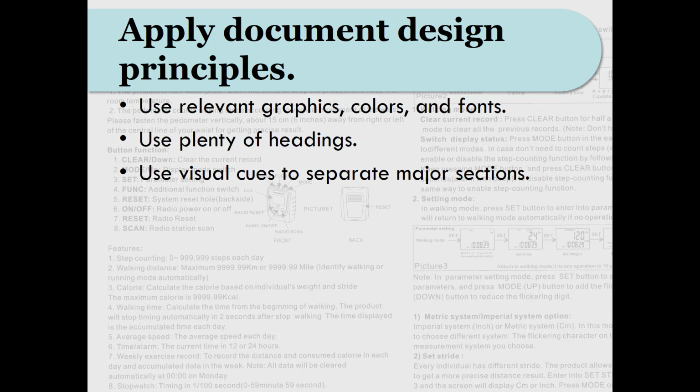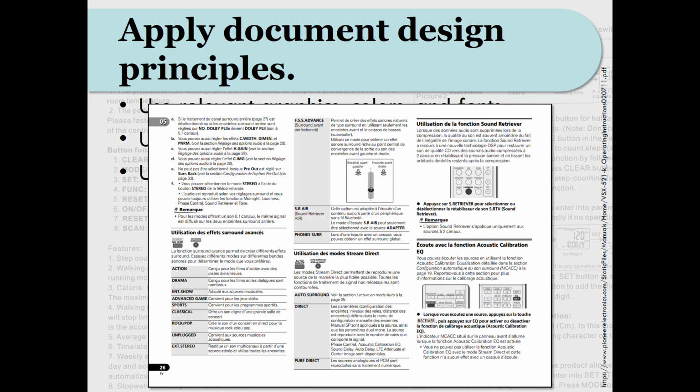Here's an example of visual cues. Take a look at this. It's in French, so you probably can't read it, but if you look at it, where are the major sections and where are the minor sections? How can you tell? Very easily. Take a look at this and this. How are they different from everything else?